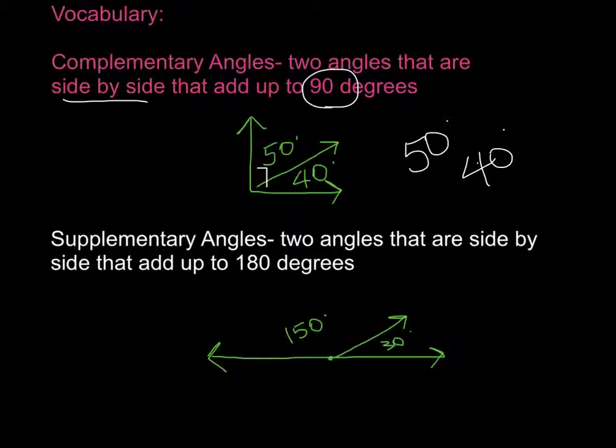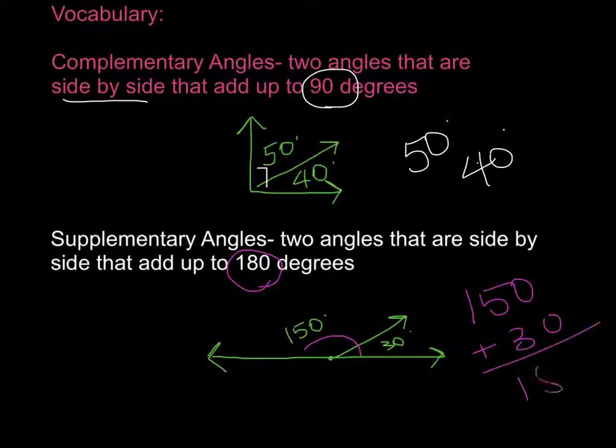Supplementary angles are two angles that are side by side that add up to 180. So they're two angles that are side by side that form a straight line. You'll notice here that together 150 and 30 gives you 180. So they add up to 180.